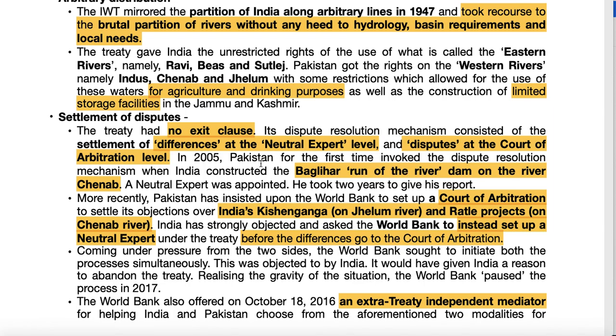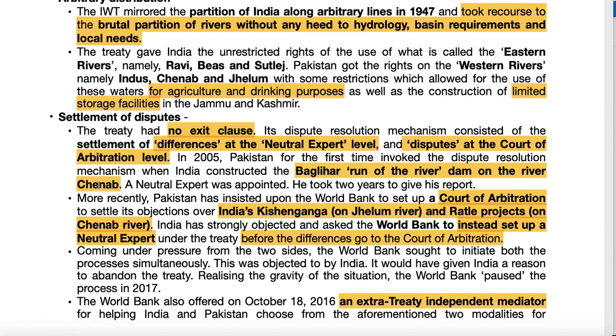then the matter has to be referred to the court of arbitration. So in 2005, Pakistan invoked the dispute resolution mechanism when India constructed the Baglihar run of the river dam on the river Chenab. A neutral expert was appointed, because it was a difference of interpretation. The neutral expert was appointed in 2007. After 2 years of invoking this dispute resolution mechanism, the neutral expert gave his judgment in favor of India, saying India had the right to build this Baglihar run of the river dam project.